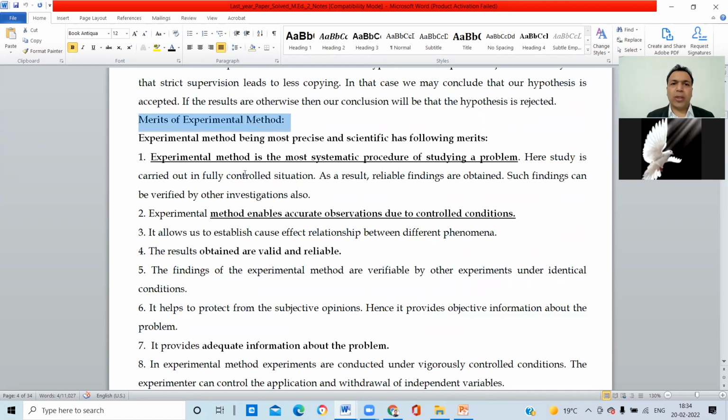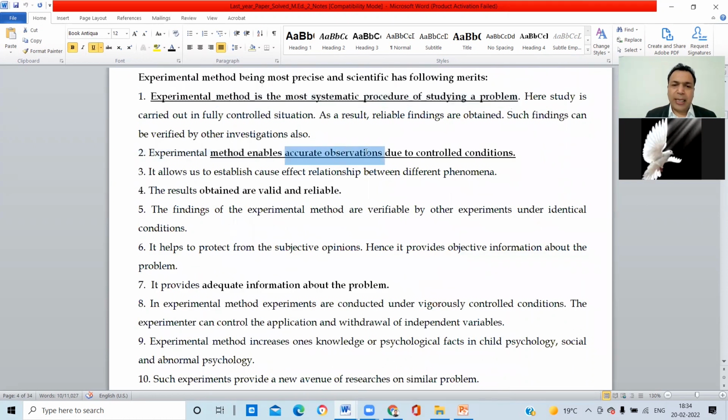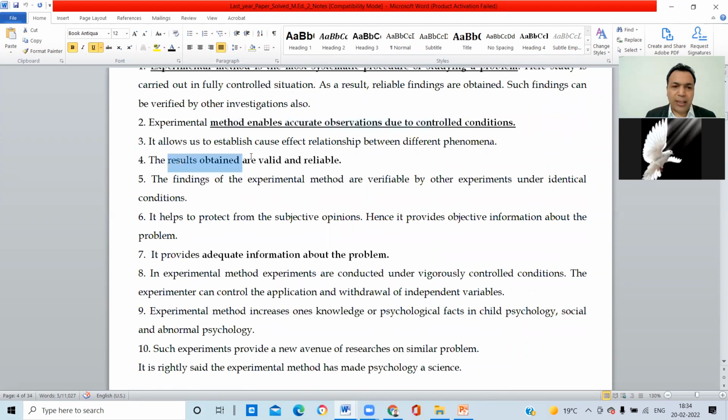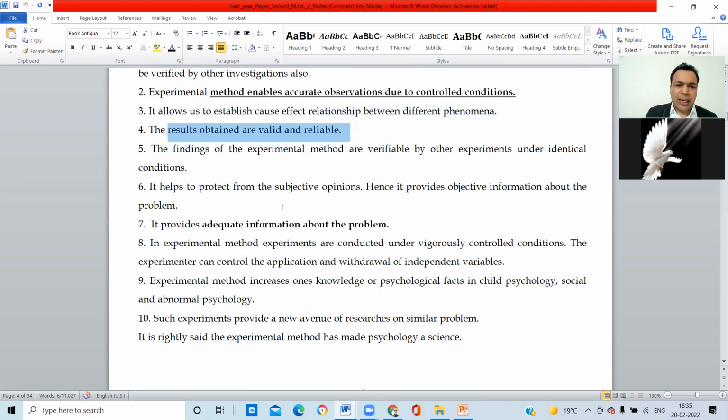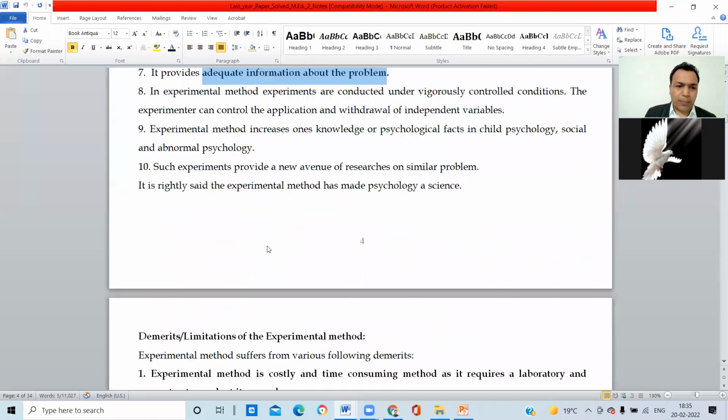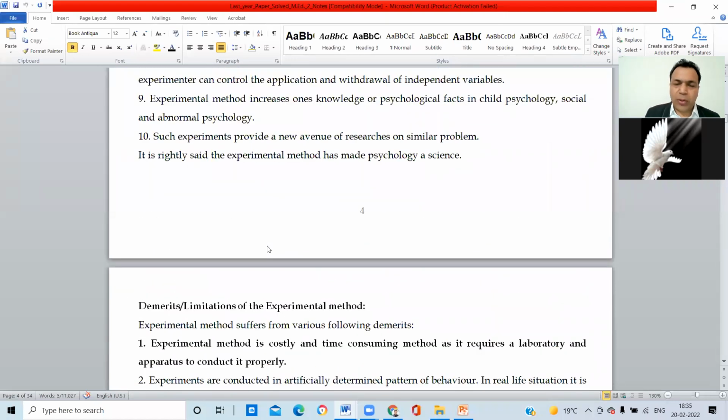Then guys, you have to talk about merits of the experimental method. Merits: it is a systematic procedure of studying a problem. This method enables accurate observation. It is a scientific method. Accurate observations due to the controlled conditions. The obtained results are valid and reliable. Means when you conduct an experimental method, as compared to other methods, these results are more valid and reliable. It provides adequate information about the problem. In merits you have to give 7 or 8 points, or 10 points.